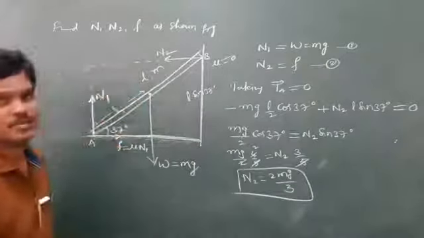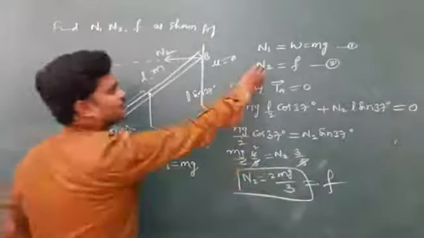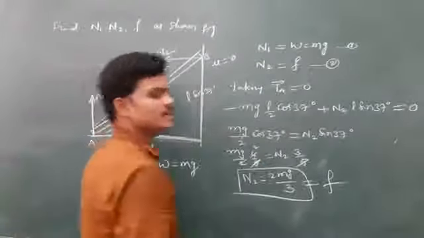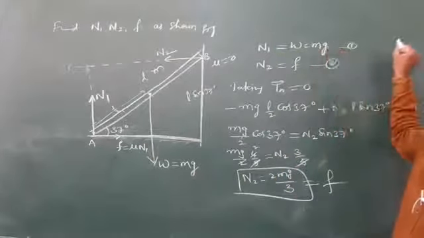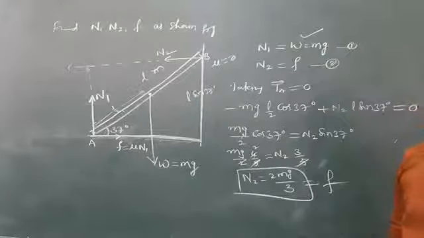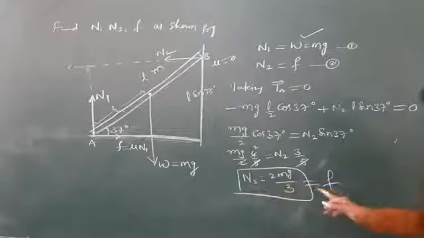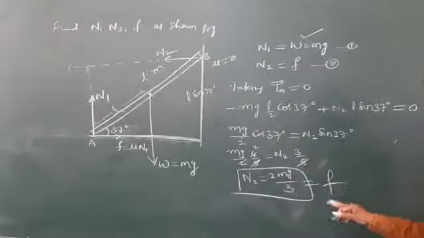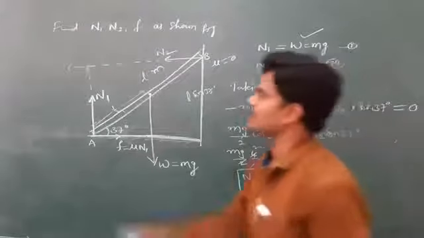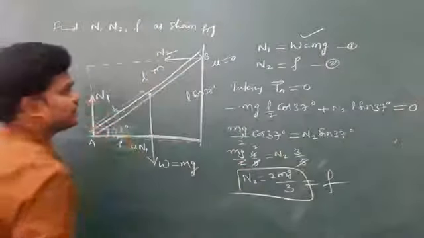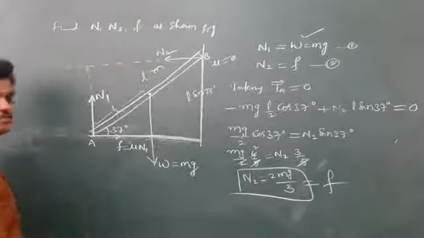So N2 is 2mg by 3, and this is equal to the frictional force. If the mass of the ladder is given as something like 5 kg, then substitute N1 as 5 into 10, something like 50. So N1 is completed. And if the mass of the ladder is given, we can find N2. This N2 is equivalent to the frictional force according to this question. So here I have written directly: find N1, N2 and F as shown in the figure. Ladder of length L, mass M. I am taking torque about this point as 0.